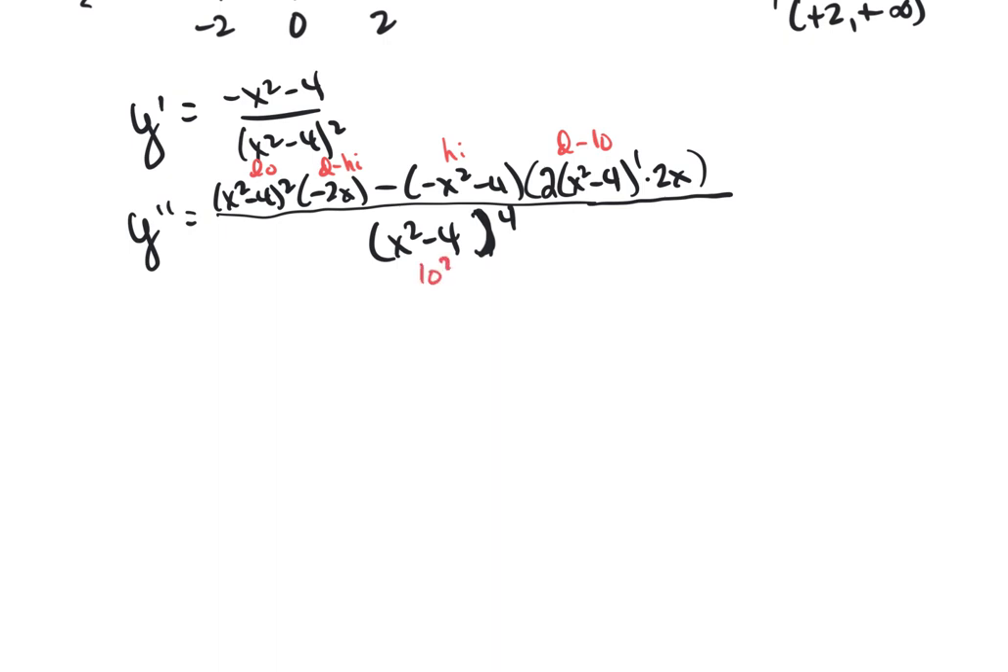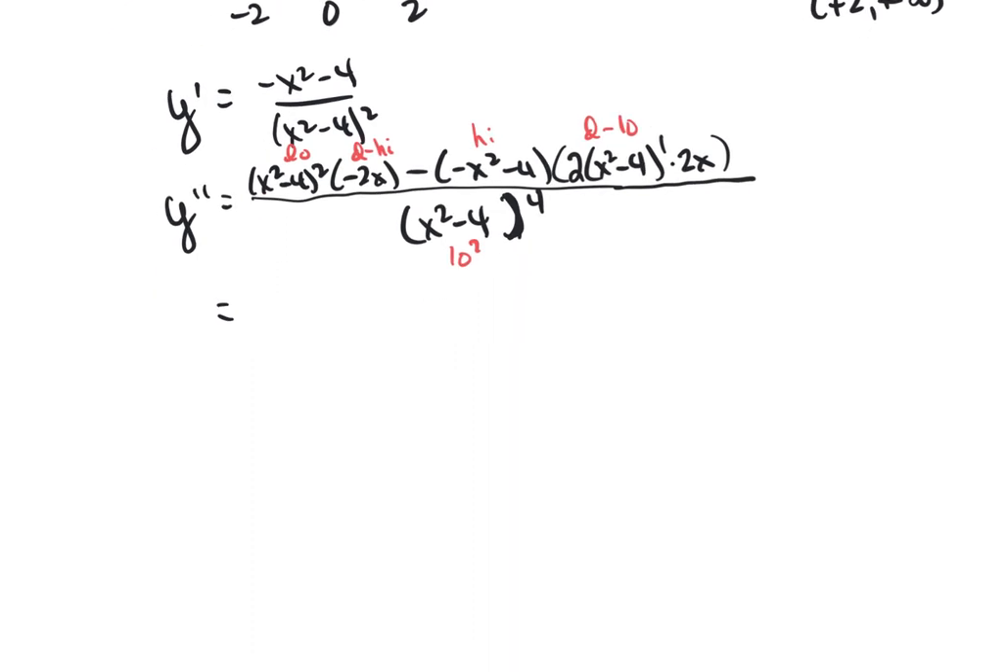All right, so there's our quotient rule. And again, sure looks like we're going to need to do some simplifying so we can get a feel for what's going on here. So start by distributing the negative 2x. Negative 2x times x squared. Negative 2x times negative 4.